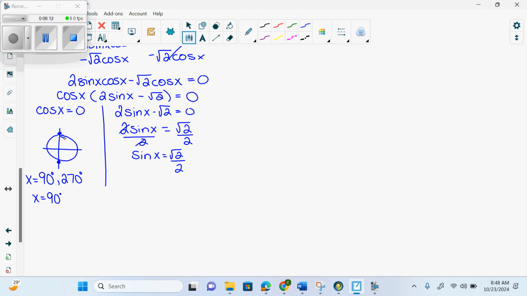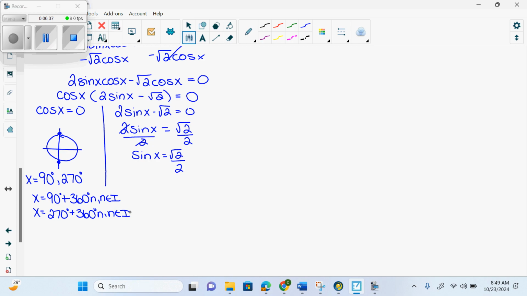Plus 360, minus 360, right? So I could go plus 360 degrees n, where n is an element of the integers. We agree? And then I still have to state the other one, which is 270 degrees plus 360 degrees n, n ∈ I. And if it's a written response, you can 100% just write them both out separately like that.